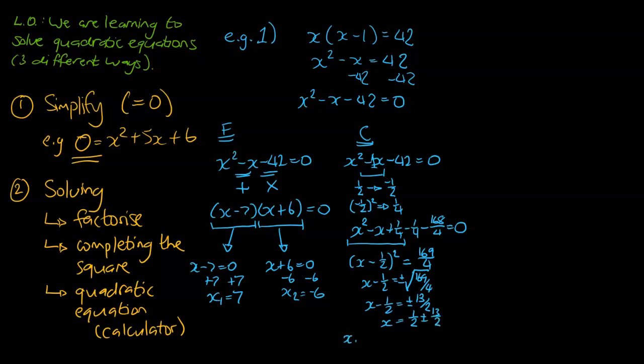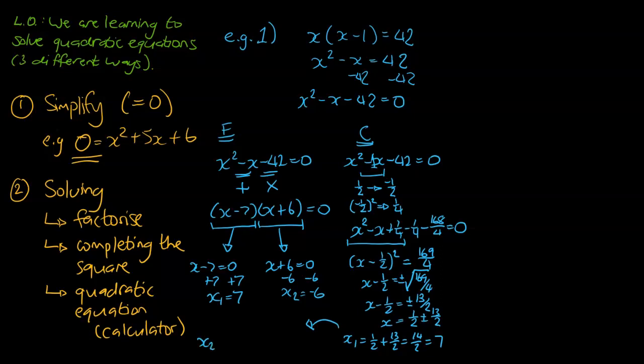And then our first value for x is going to be 1/2 plus 13 over 2, which is 14 over 2, which is going to be equal to 7. And that was our answer from before. And I'm just going to work over in this direction because I'm running out of room.